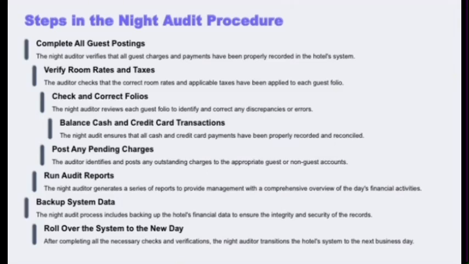Next, check and correct folios. The night auditor reviews each guest folio to identify and correct any discrepancies or errors. So, it is to fix billing errors. Example, remove a duplicate laundry charge.